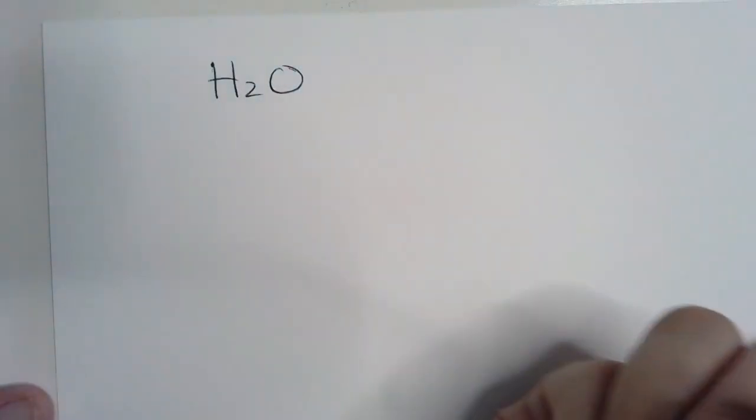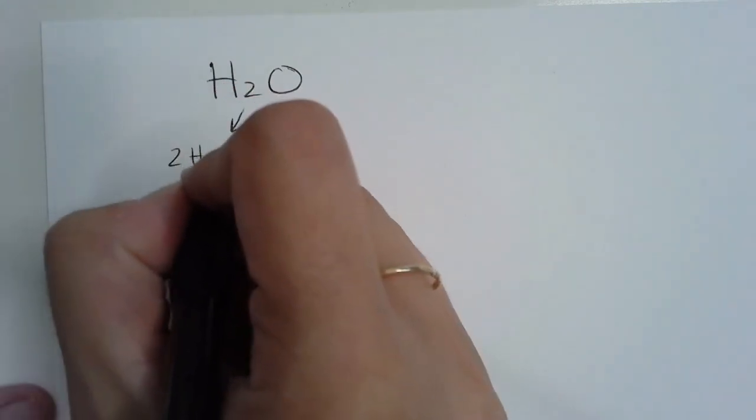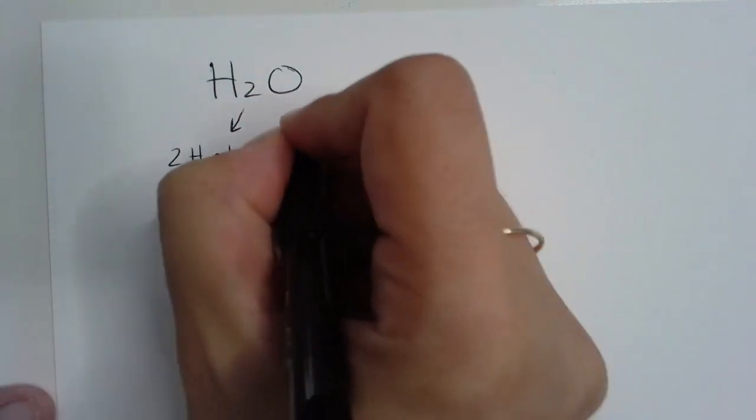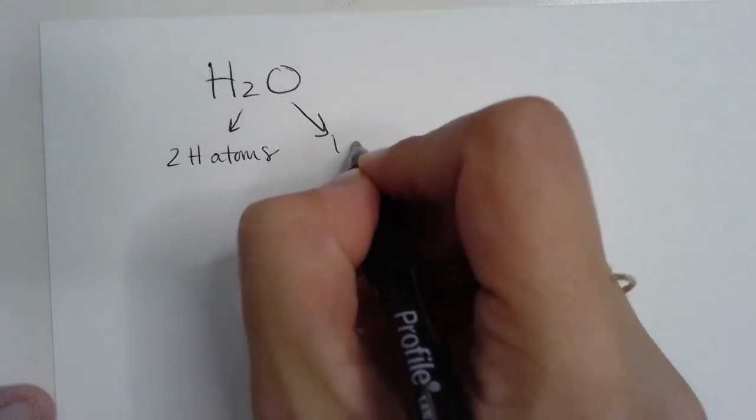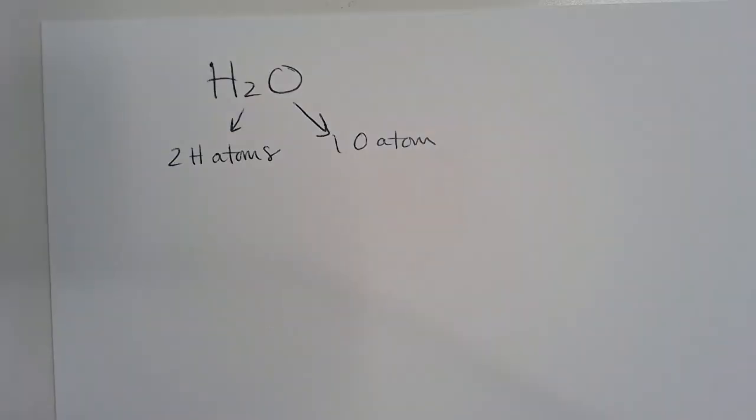So before we get into a problem, let's just look at this formula here. So I have water, right? Dihydrogen monoxide, hydrogen hydroxide, however you want to say it. If I take a look at this, 1 water molecule contains 2 hydrogen atoms, and it also contains 1 oxygen atom. That's really all you need to know how to do these types of problems.